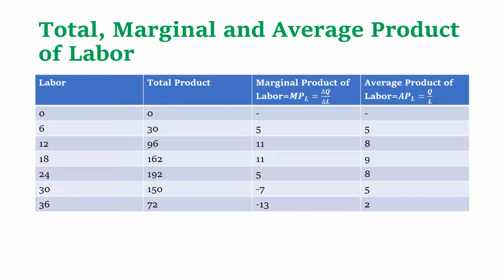employees. You notice that even though the output is increasing, it is increasing at a decreasing rate. You see the rate of increase from 162 to 192 is a little bit smaller. It's a difference of 30. So output is increasing, but at a decreasing rate. And beyond 24 workers, the output is declining. So that is the region of diminishing total returns to labor.